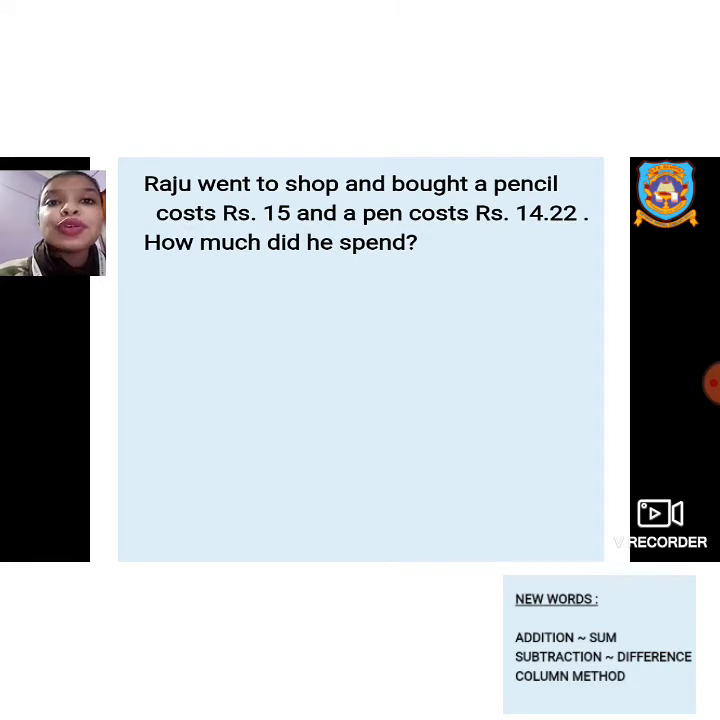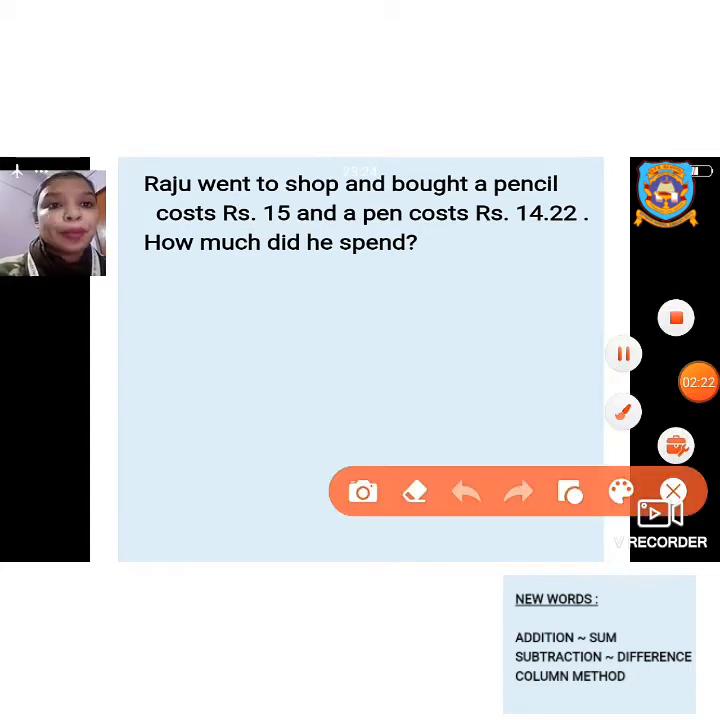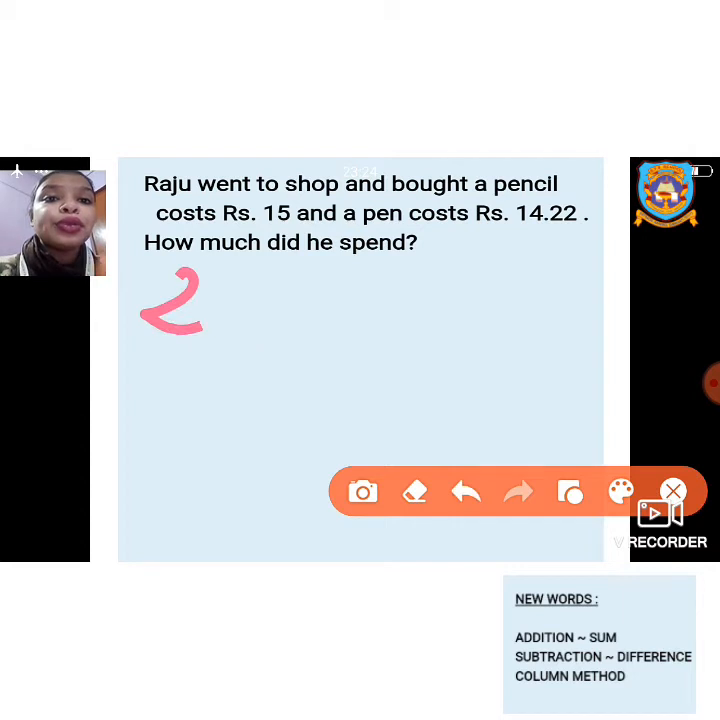Now what we have to do: since he has spent money on both the items, we have to find the total amount he spent. To find the total amount, which mathematical operation do we do? We have to do addition. Addition we already know; to find it, we have to find the sum. Now children, whether it is addition or subtraction, which method is to be used? The method to be used is the column method. So for that, I will make the rupee column and the paise column.